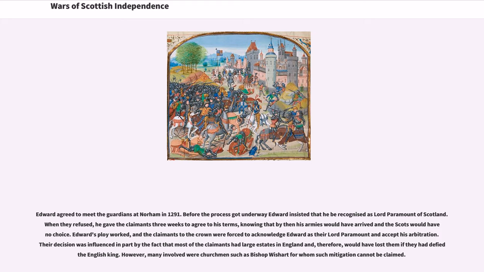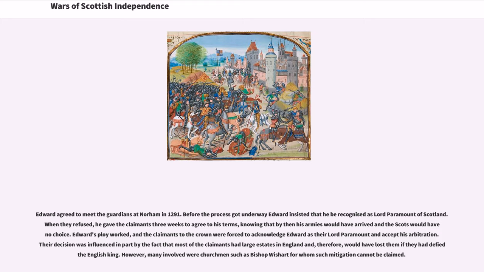Before the process got underway, Edward insisted that he be recognized as Lord Paramount of Scotland. When they refused, he gave the claimants 3 weeks to agree to his terms, knowing that by then his armies would have arrived and the Scots would have no choice. Edward's ploy worked, and the claimants to the crown were forced to acknowledge Edward as their Lord Paramount and accept his arbitration.